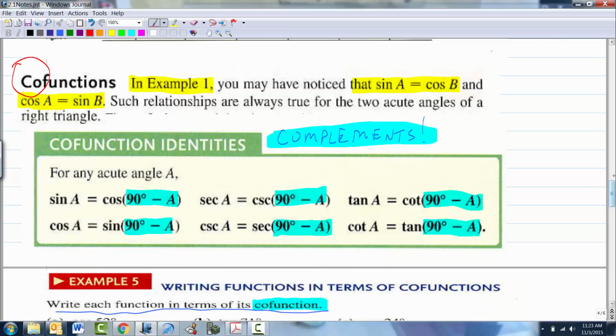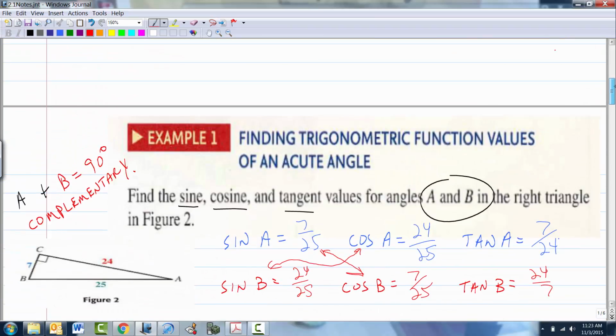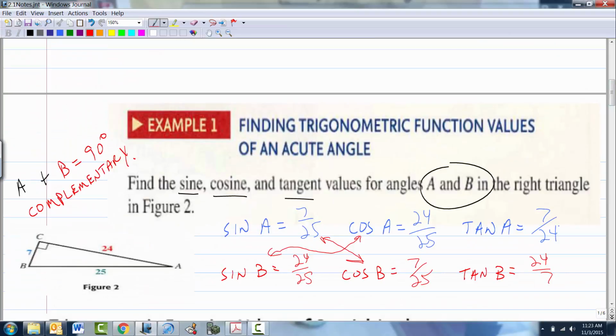Now, I'll show that again if you didn't have time to write. Let's go back up to that one and then do, like, what's cotan of A? Let's put that in blue. What's cotan of A? 24 over 7, which happens to equal the tan of B. So tan of an angle equals cotan of its complement.